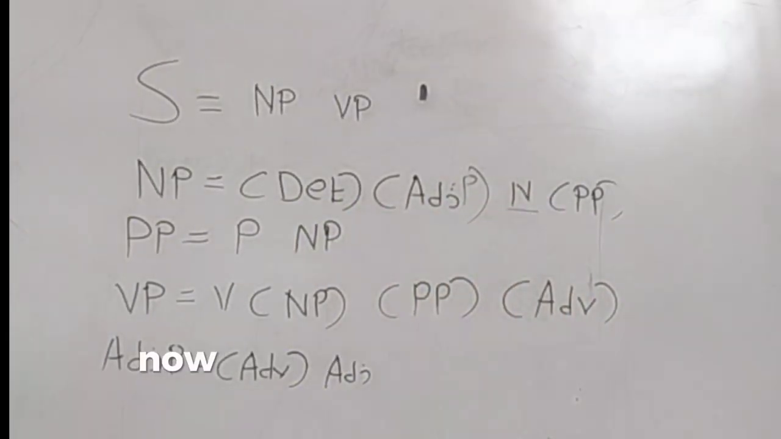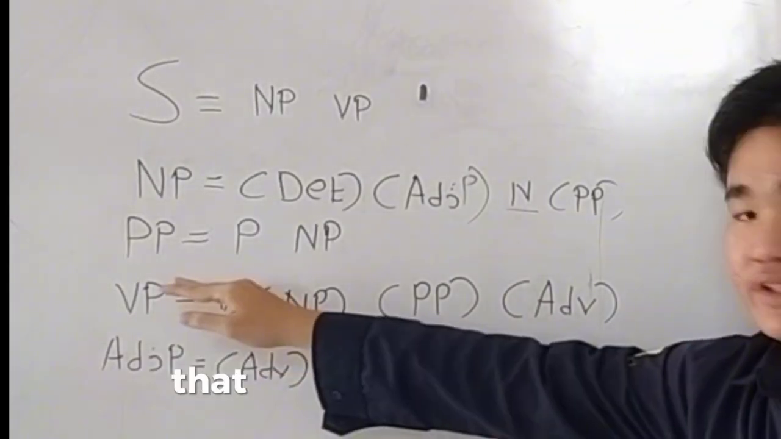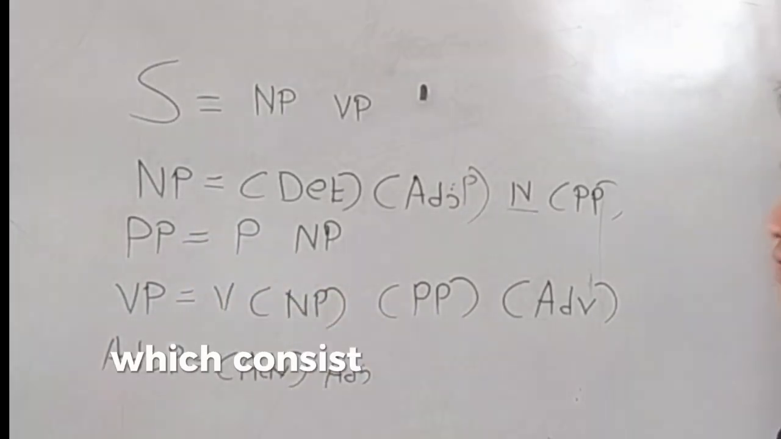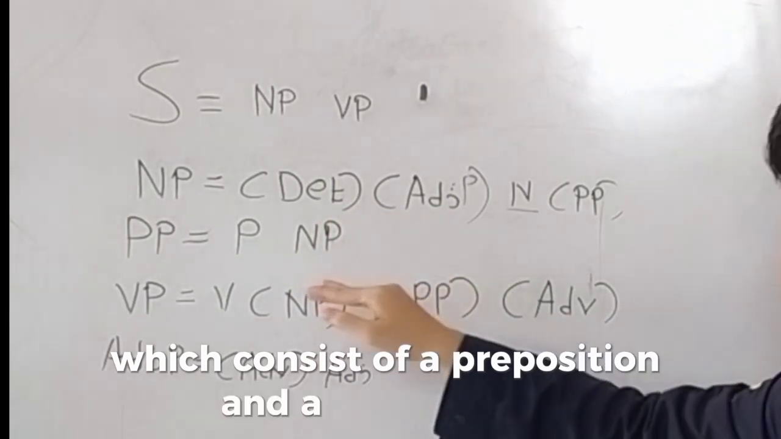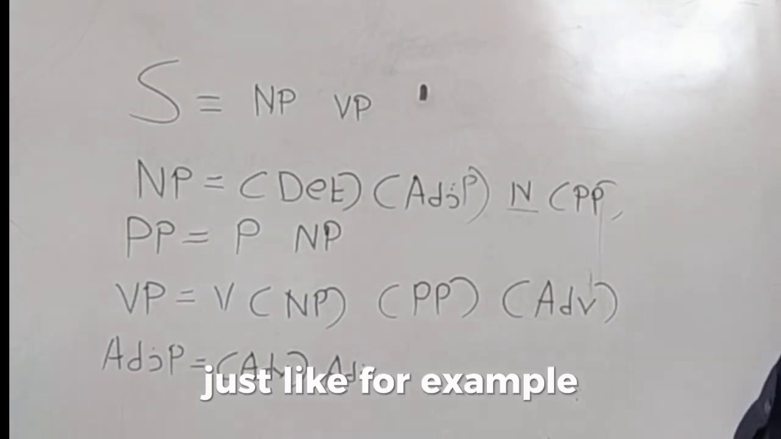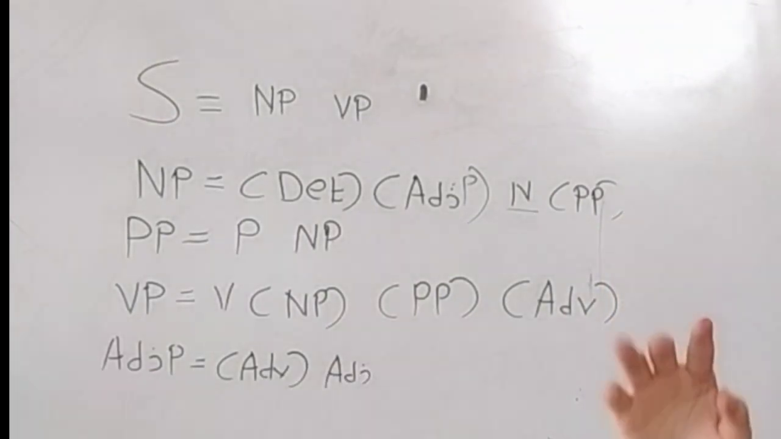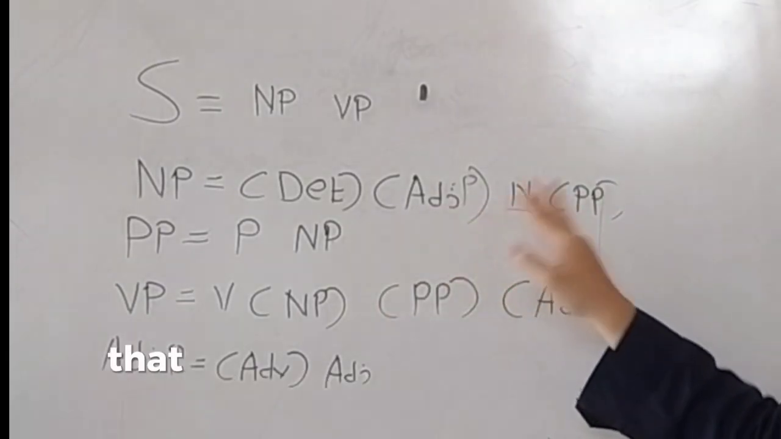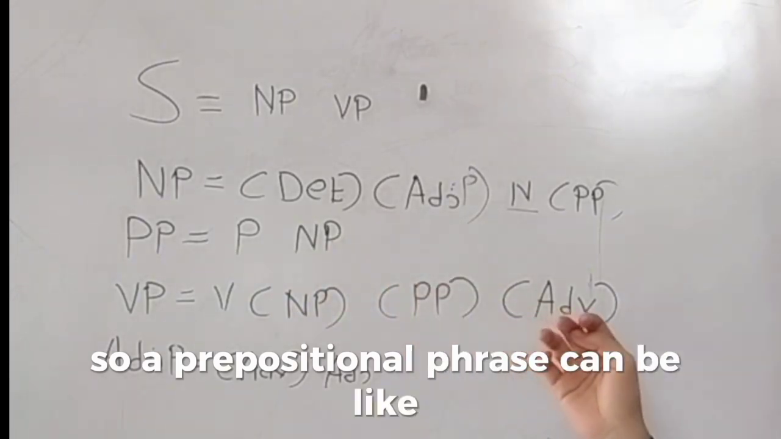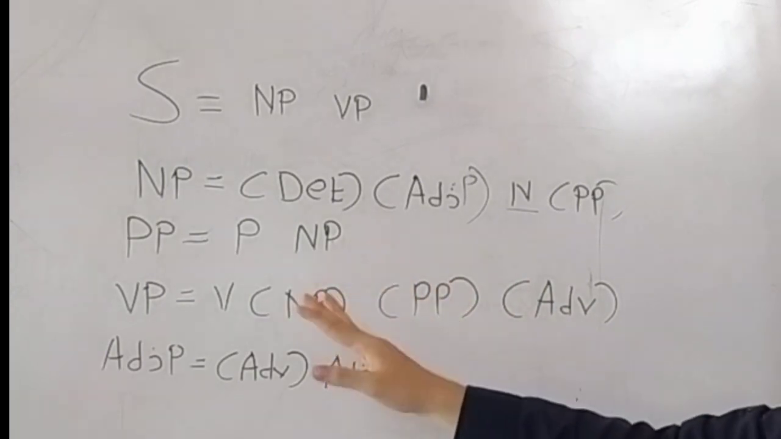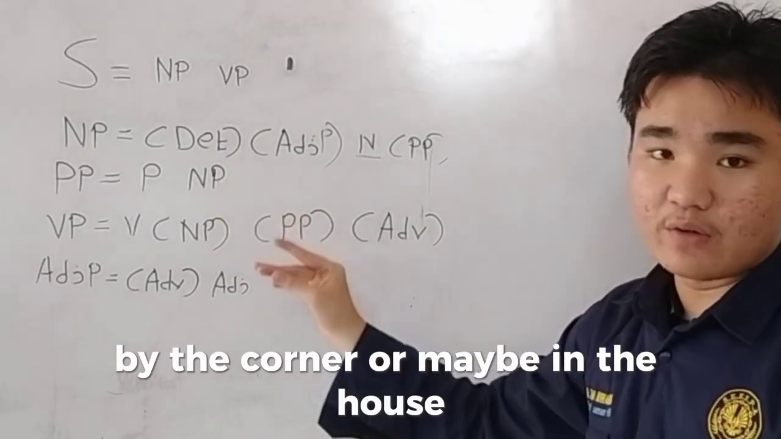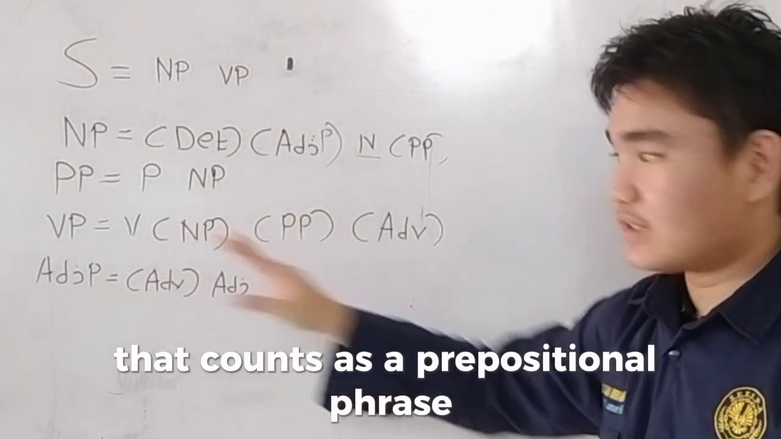Now, moving on to the next phrase, that is the prepositional phrase, which consists of a preposition and a noun phrase. Just like, for example, please note what I said before, that the noun phrase can be just a noun. So a prepositional phrase can be like by the corner, or maybe in the house. That counts as a prepositional phrase.